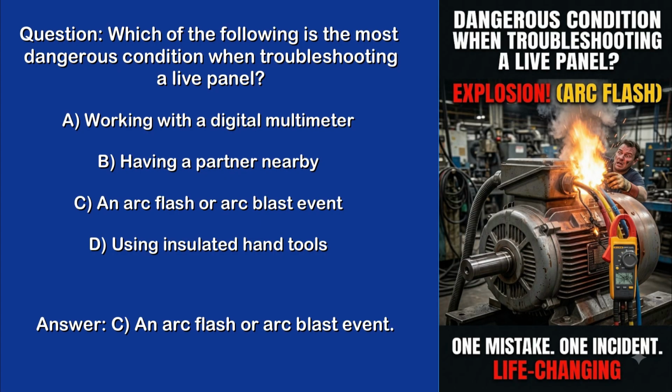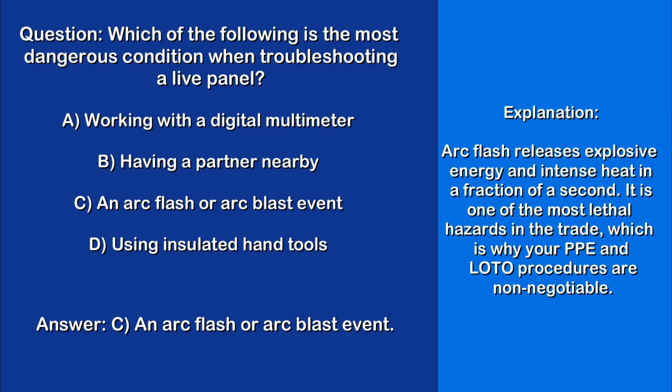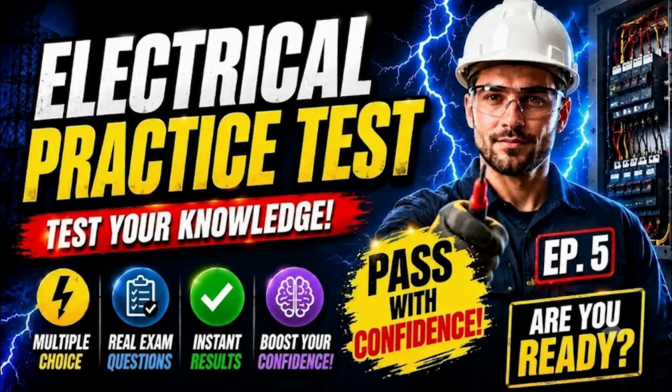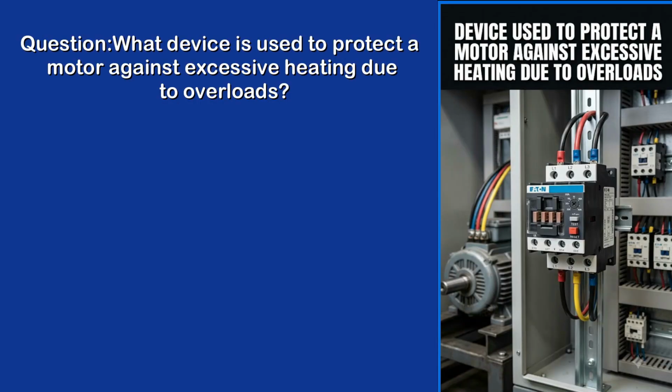Answer. C. An arc flash or arc blast event. Explanation. Arc flash releases explosive energy and intense heat in a fraction of a second. It is one of the most lethal hazards in the trade, which is why your PPE and LOTO procedures are non-negotiable. Question. What device is used to protect a motor against excessive heating due to overloads?